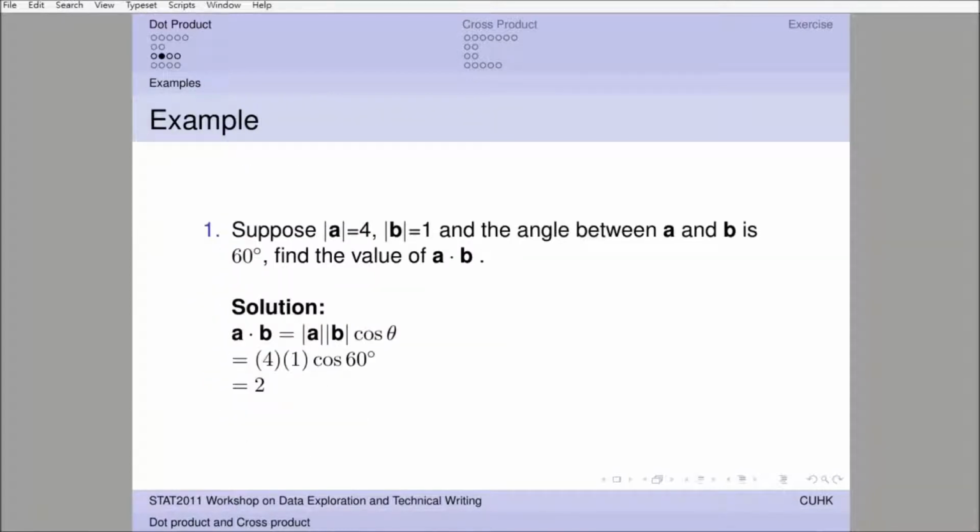Now, let's try some examples. Suppose the length of vector A is 4 units, and that of vector B is 1 unit, and the angle between A and B is 60 degrees. The value of A dot B can be found by 4 times 1 times cosine 60 degrees, which equals 2.